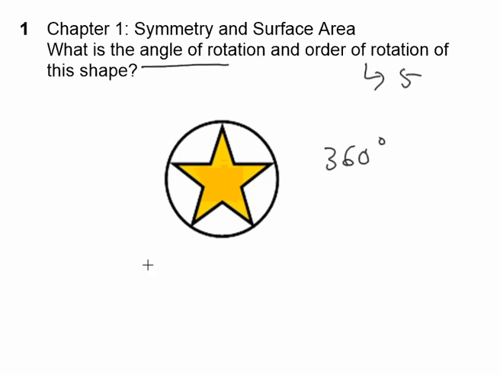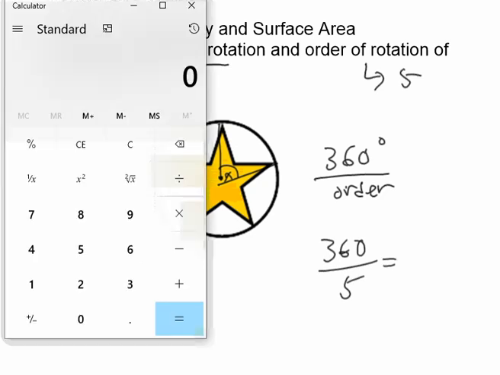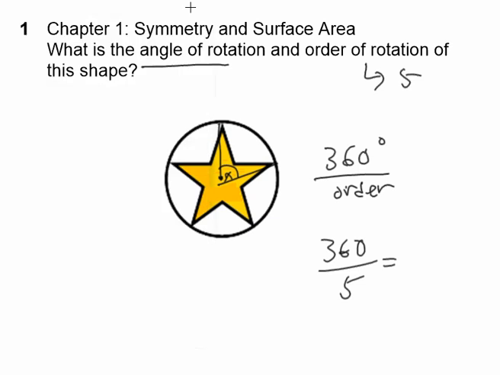Now the angle of rotation, all we have to do is figure out how many degrees is it from here to there. How many degrees is this here, this x? In order to do that, we can take our 360 degrees divided by the order of rotation. So if I take 360 and divide it by 5, I take my calculator here and go 360 divided by 5, the answer is 72. So therefore, the angle of rotation is 72 degrees and the order of rotation is 5.